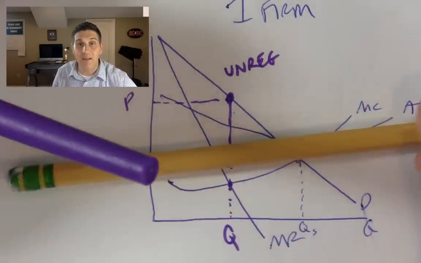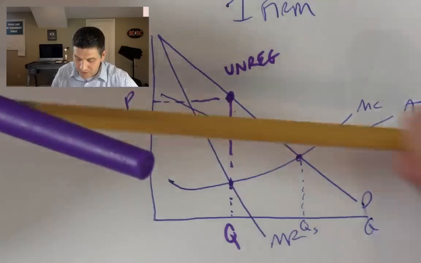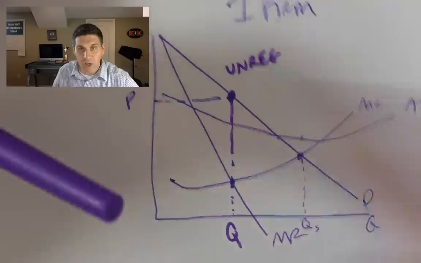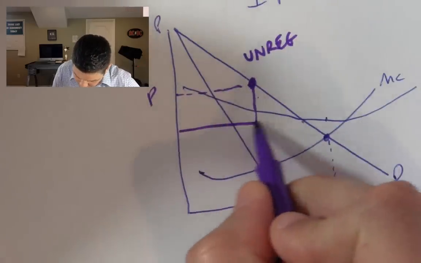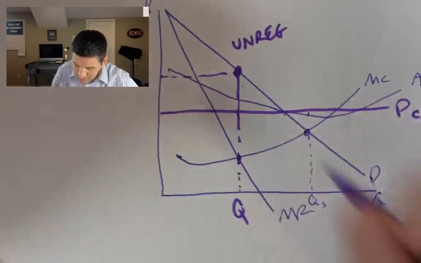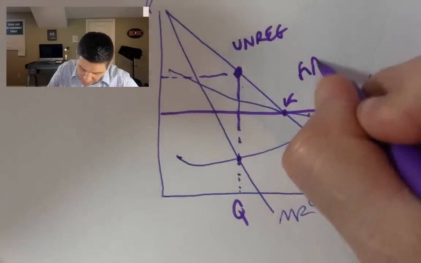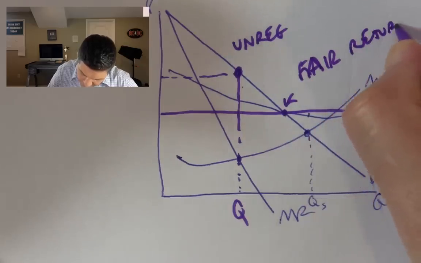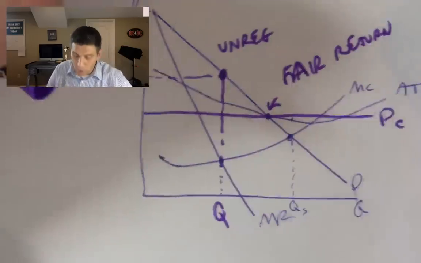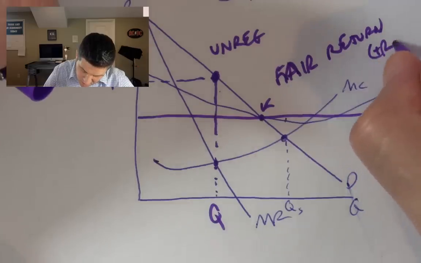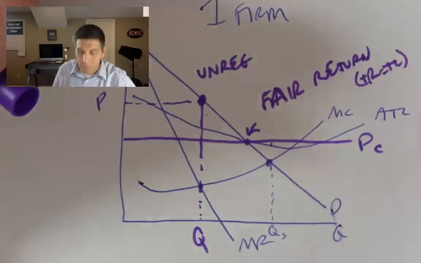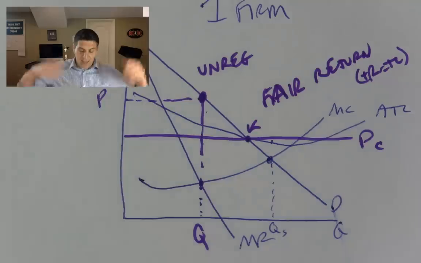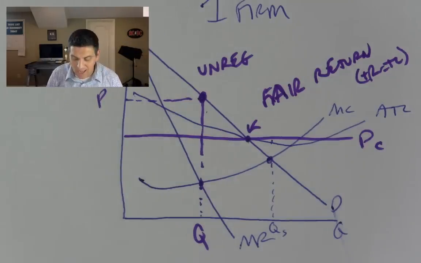We can put in a price ceiling somewhere. And that price ceiling can go basically two places: one right here, where the ATC meets demand, and one right here at marginal cost. If the price ceiling was right there, it's called fair return pricing. Fair return means they're making total revenue equals total cost, so they're making no economic profit. This would be fair for them because it would make sense to put a price ceiling where they're not making any economic profit.